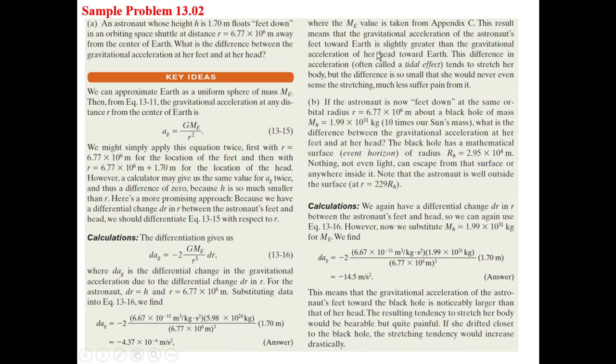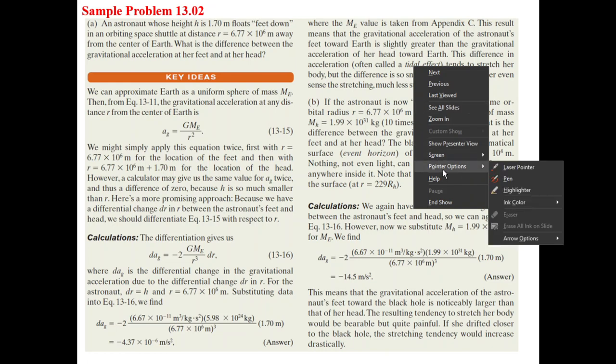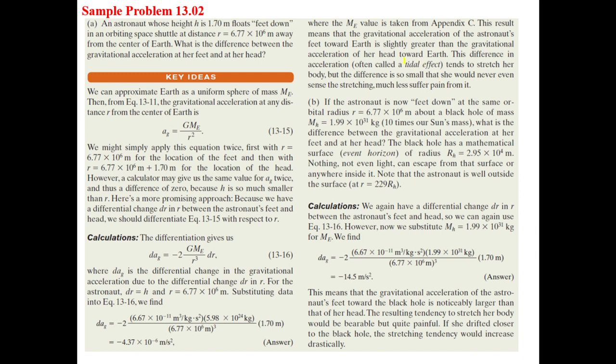Because of the M values taken from the appendix, this results in the gravitational acceleration of the astronaut's feet down toward the Earth being slightly greater than the gravitational acceleration of her head toward Earth. The difference in acceleration is often called the tidal effect. Don't forget this one. I'm sorry about this, but I don't know how to use the shortcuts with this one.